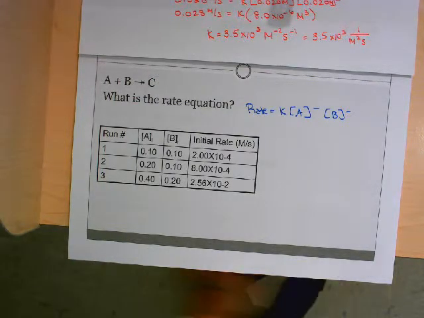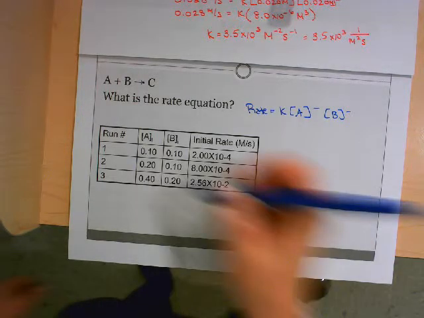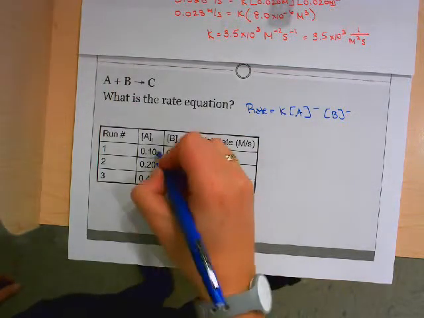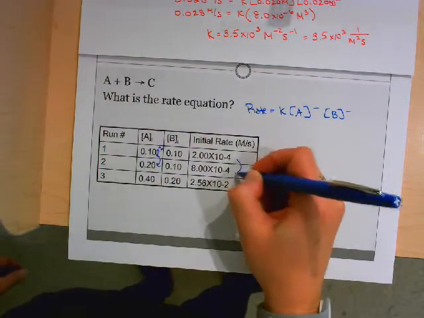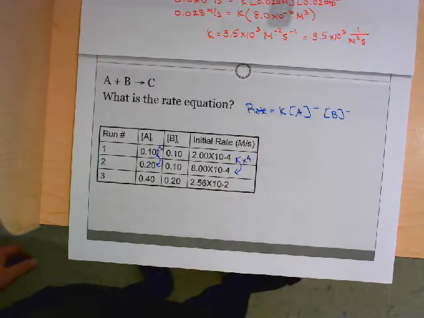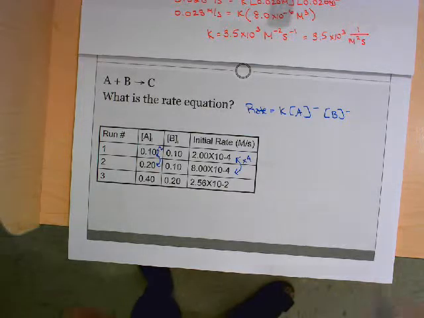Alright, so let's look at A first, right, comes first. What two experiments should I look at for A to figure out its exponent? 1 and 2, alright. What happened to the concentration here? Doubled, right? What happened to the rate? Right, it went up by a factor of 4. So what exponent is that? 2.